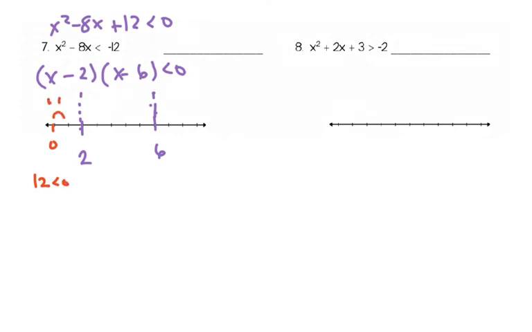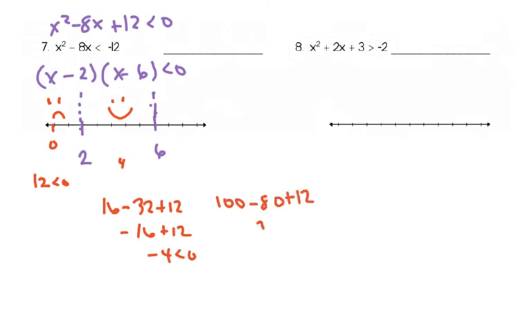Okay, so something between 2 and 6. How about 4? So I'm going to say 4 squared minus 8 times 4 plus 12. So that's negative 16 plus 12. That's negative 4. Is that less than 0? Yes. Happy face. Okay, and then something bigger than 6, so 10. So I'm going to have 100 minus 80 plus 12. That's 20 plus 12 is 32. Is that less than 0? No.